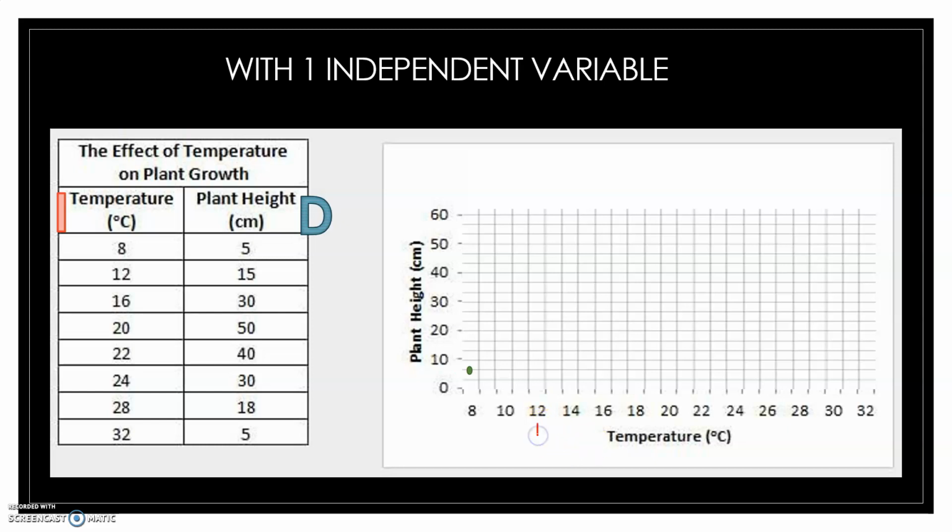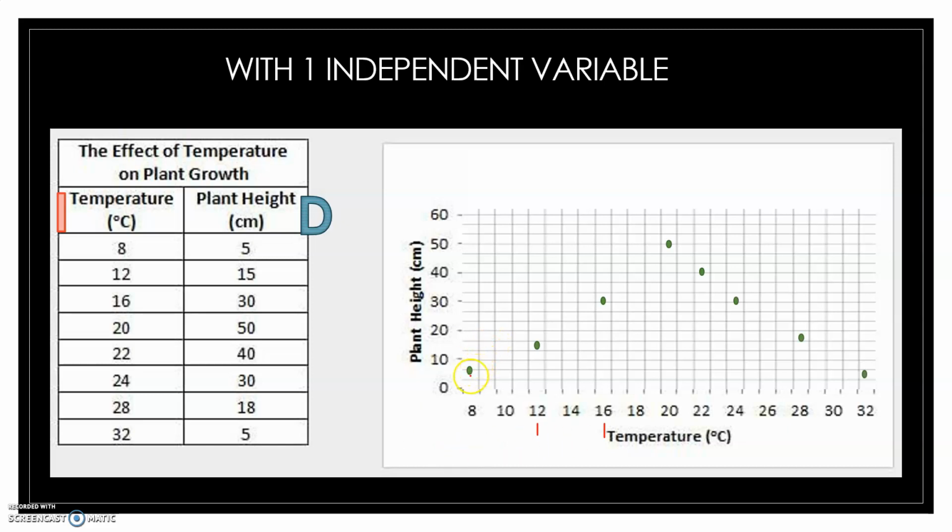For 12 degrees Celsius, we have a plant height of 15 centimeters. For 16, we have a plant height of 30. For 20, we have 50; 22, 40; 24, 30; 28, we have 18; and 32, we have 5.